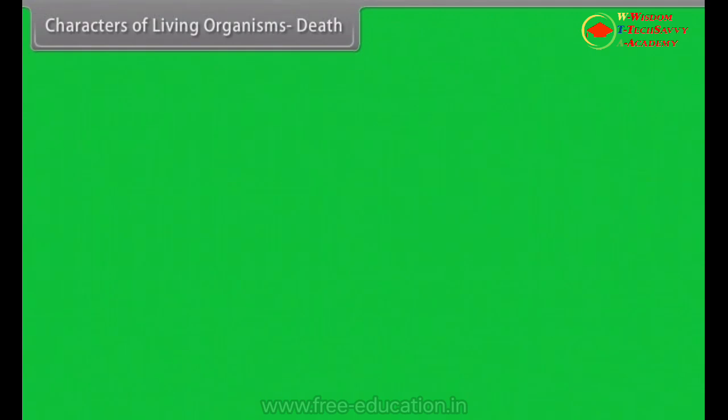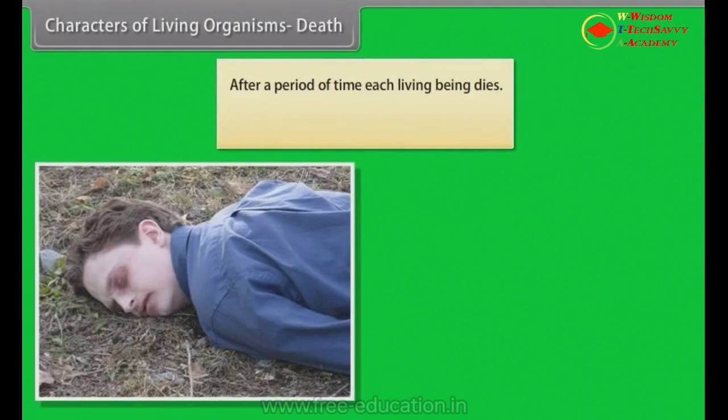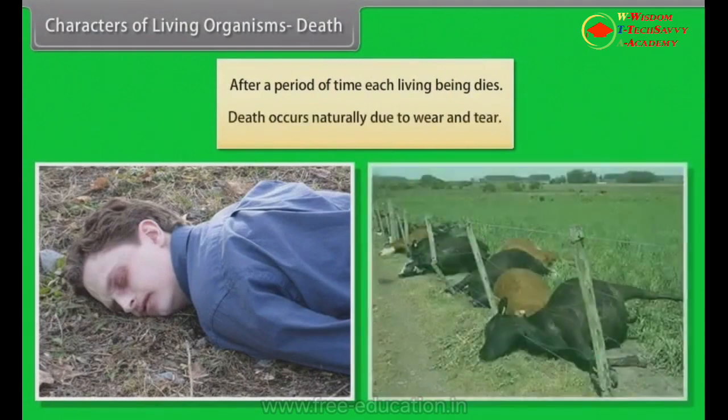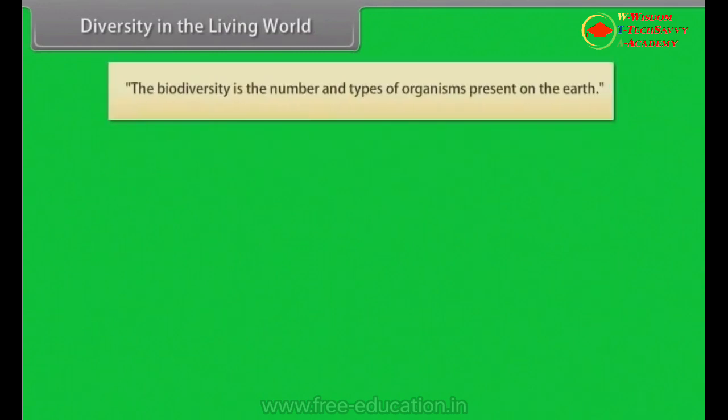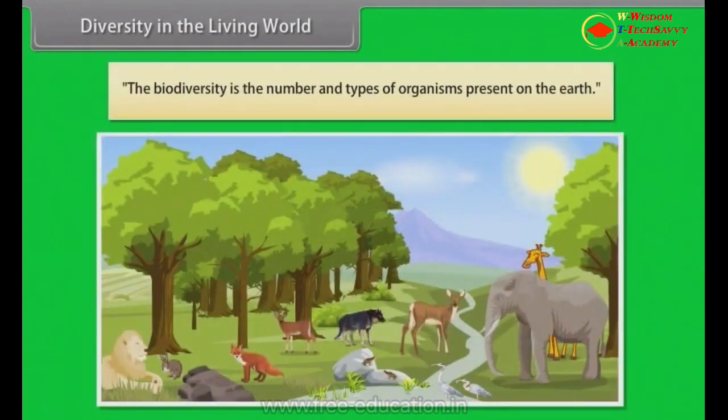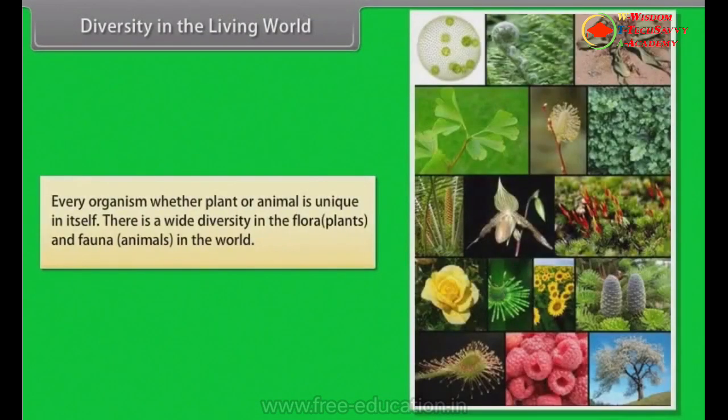Characters of living organisms. Death. After a period of time, each living being dies. Death occurs naturally due to wear and tear. Diversity in the living world. The biodiversity is the number and types of organisms present on the earth. Every organism, whether plant or animal, is unique in itself. There is a wide diversity in the flora, plants, and fauna, animals, in the world.